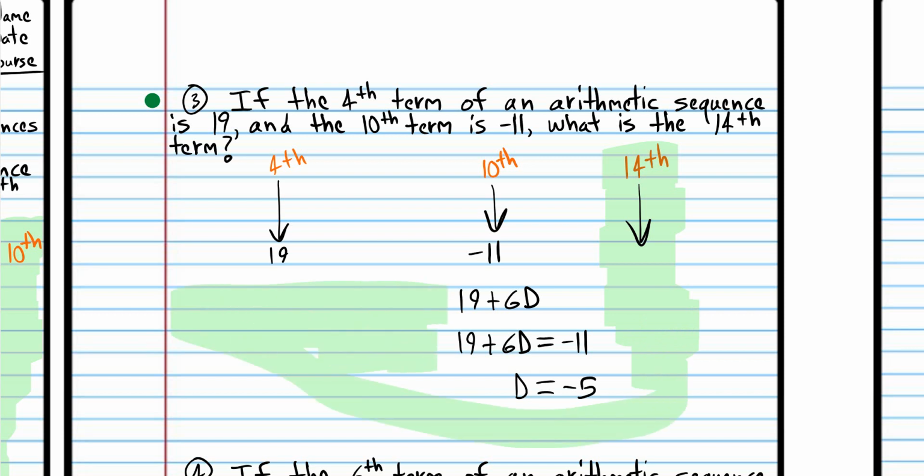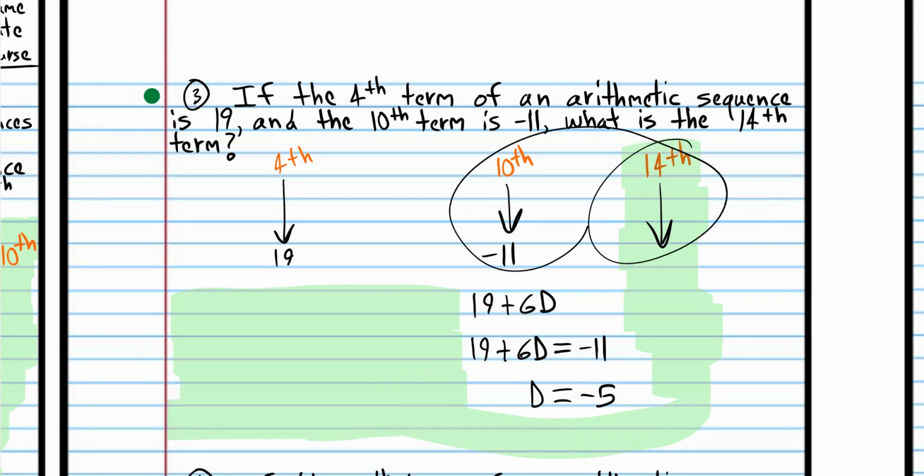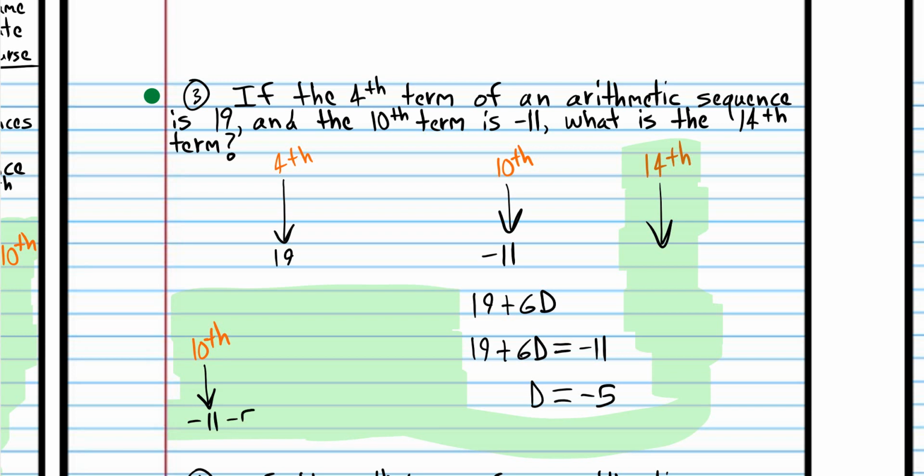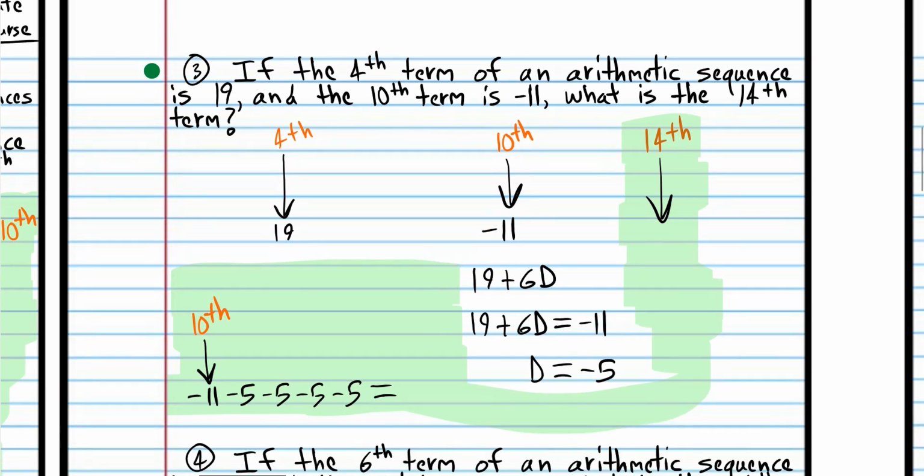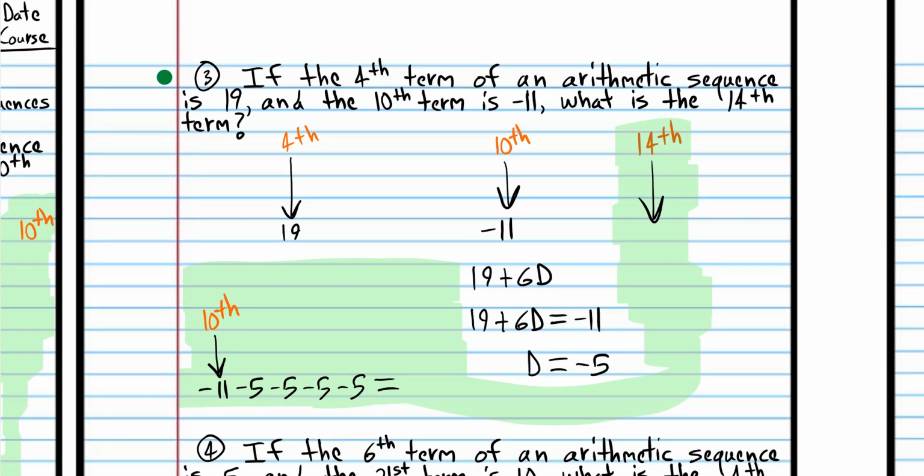So I don't have a lot of room at the right, so I'm going to move this over here. Now we're closer to the 10th term, so we're going to start with the 10th term, which is negative 11. And then we're going to subtract 5 to get to the 11th term, and subtract it again to get to the 12th, and again to get to the 13th, and again to get to the 14th. So that will give us negative 31 for the 14th term.